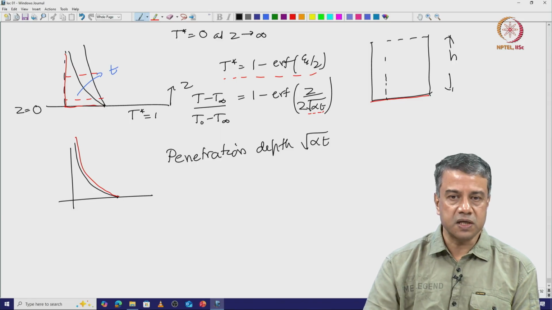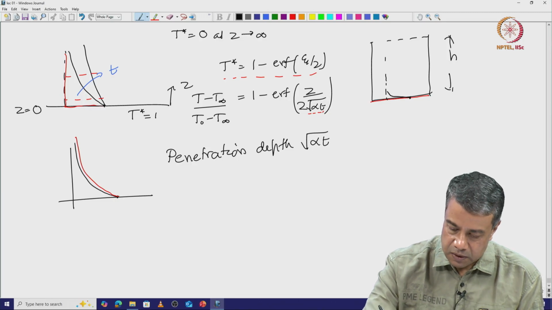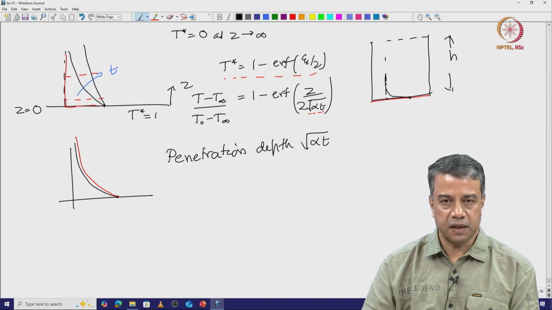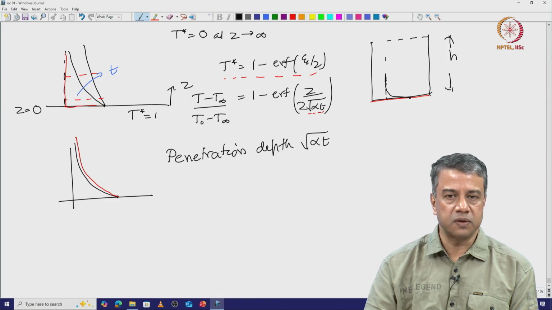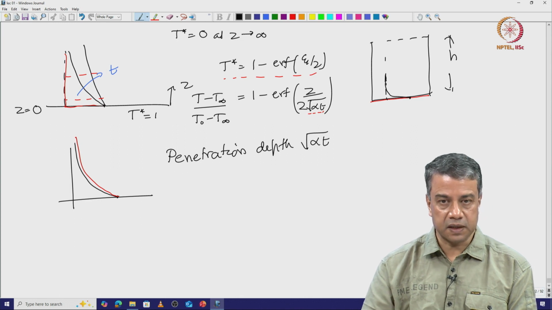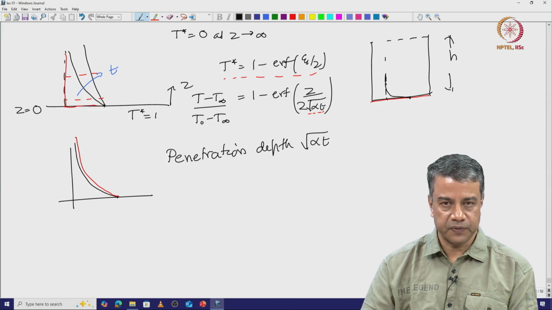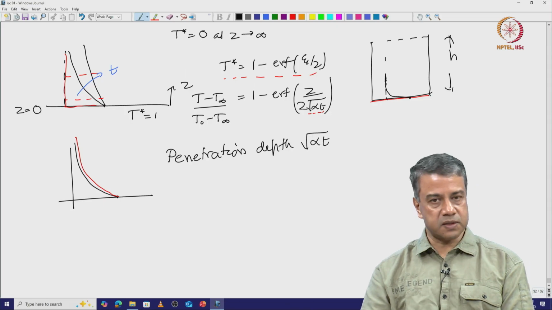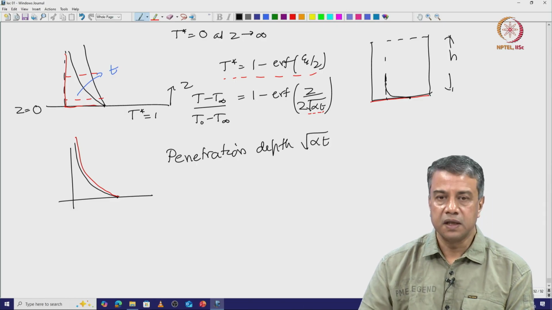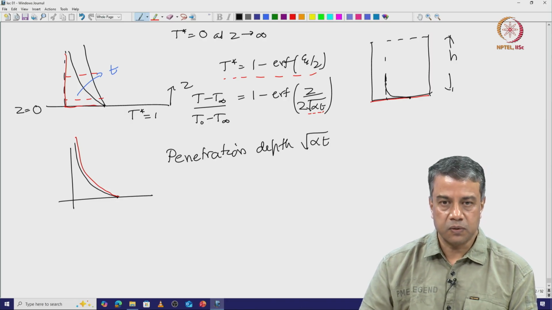If the penetration depth is much smaller than the height of the fluid, temperature effectively decreases to 0 over a distance much smaller than the height of the fluid. Therefore, I can approximate the boundary condition as temperature going to 0 as z goes to infinity. The similarity solution will still be valid in the limit of penetration depth much smaller than the height. That is very early times, because the penetration depth goes as square root of alpha t. At very early times, I can still approximate the problem as diffusion into an infinite medium.